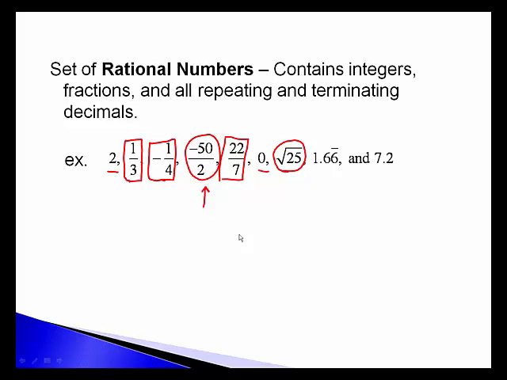Then we also need to look for repeating and terminating decimals. Here I have a repeating decimal. We'll know that because we see the bar above the last digit. And I also have a terminating decimal. It is not rounded. It simply ended at that point.